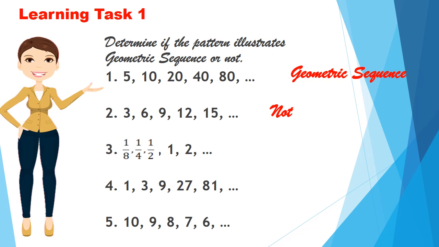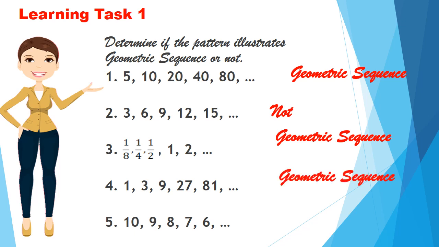Then for number 3, 1/8, 1/4, 1/2, 1, and 2. You are right if you give the answer of geometric sequence. 1, 3, 9, 27, and 81. You are very good if you give the correct answer of geometric sequence. And then for the last question, you have 10, 9, 8, 7, and 6. Is it geometric sequence or not? That is not a geometric sequence.